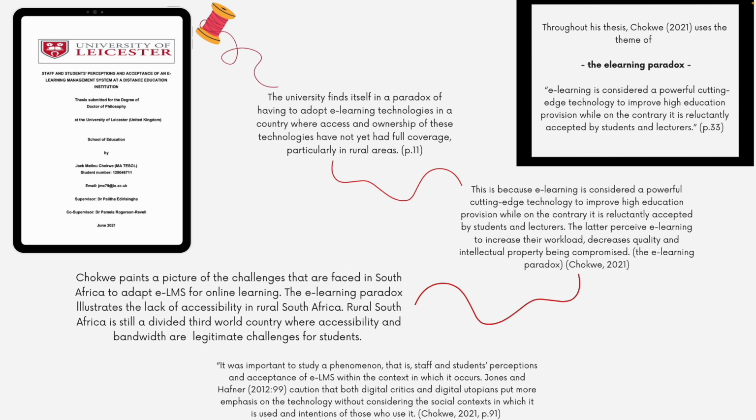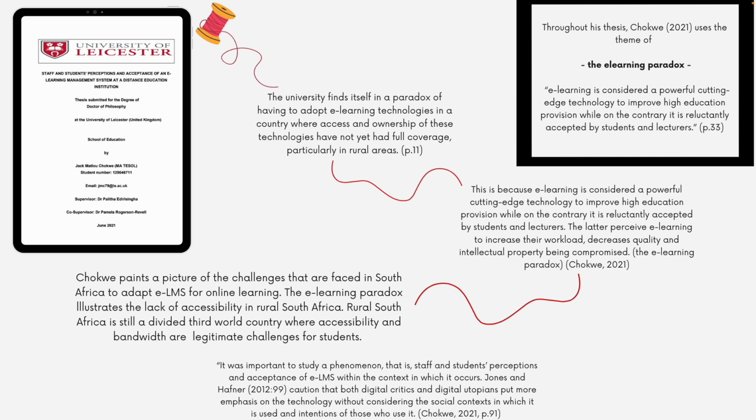This is Chokwei's thread, and his thread was the e-learning paradox. E-learning is considered a powerful, cutting-edge technology to improve higher education, while on the contrary, it is reluctantly accepted by students and lecturers. And this was his paradox that he mentioned throughout his entire dissertation. The e-learning paradox he describes as illustrating the lack of accessibility in rural South Africa.